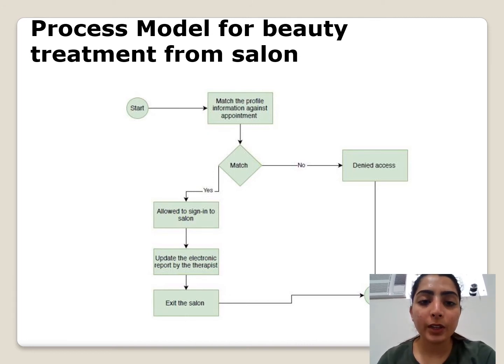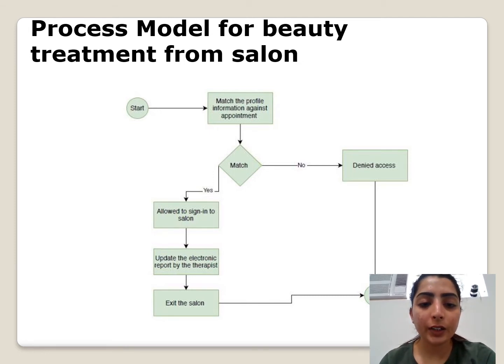So, the process model for beauty treatment from the salon. There are various sequential steps that are to be performed for taking the services from the clinic. The customer will be provided with the services related to the selected package at the time of the appointment. The business process model will define the gateway at the start of the system.